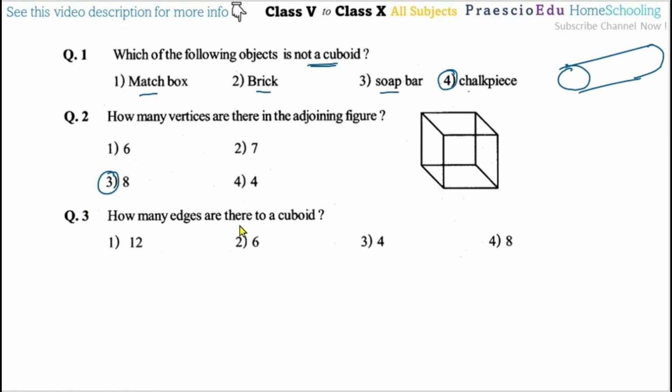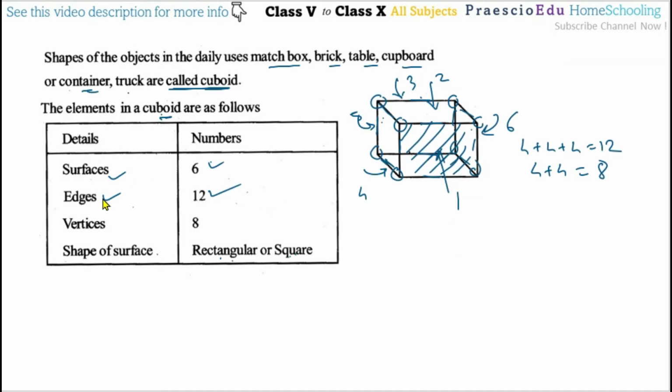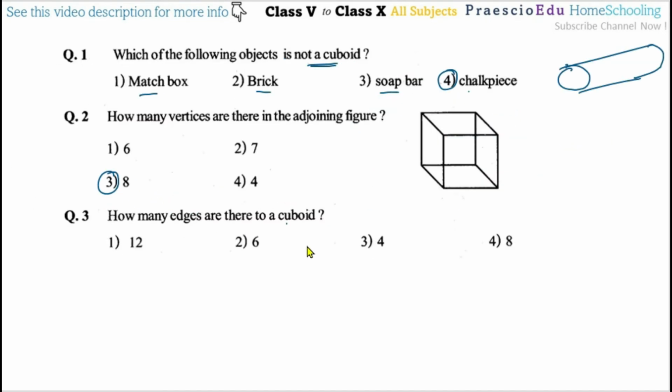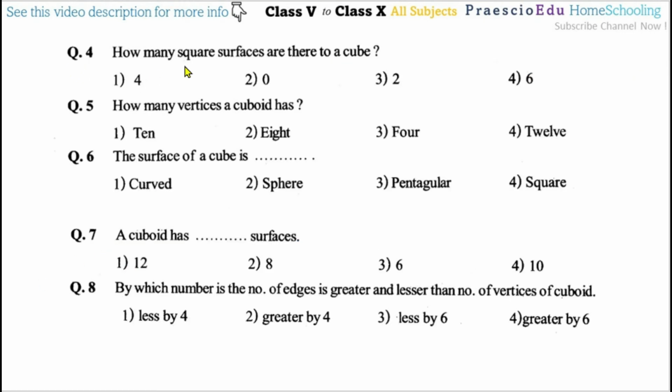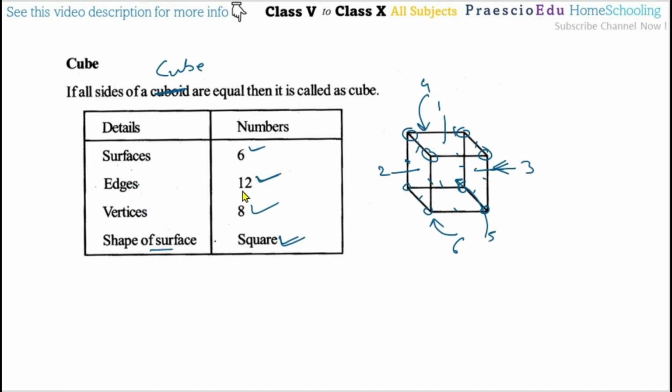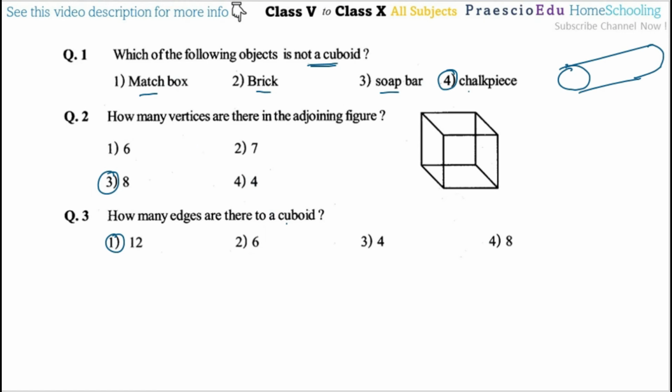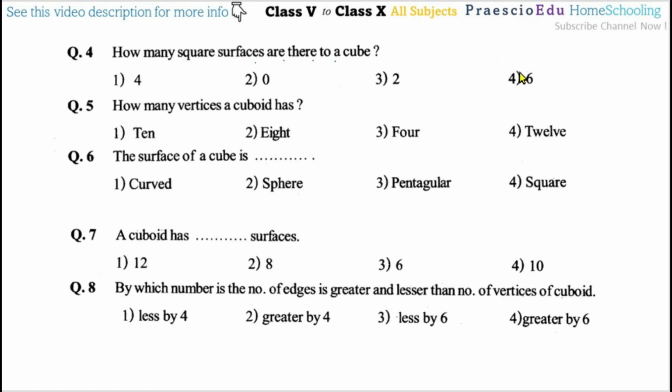How many edges are there in a cuboid? We already know this information, there are 12. So option number 1 is the correct one. Then question number 4, how many square surfaces are there in a cube? For the cube there are 6 surfaces, all are squares. So 6 means option number 4 is the correct one.